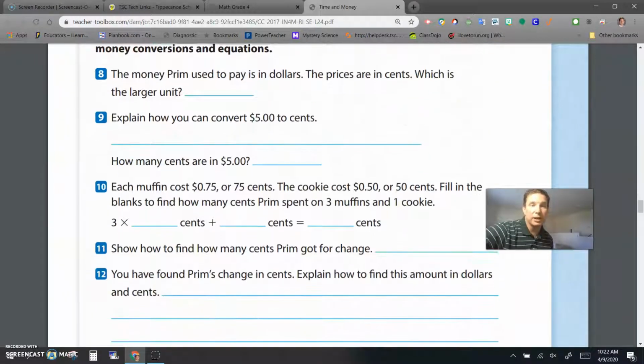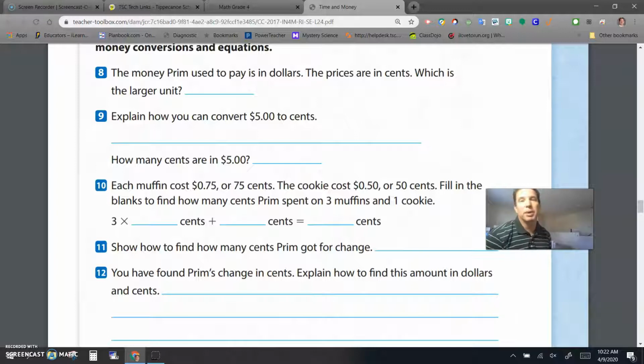So the next page there. The money Prim used to pay in dollars. The prices are in cents. Which is the larger unit? Well, obviously $1 is more than 1 quarter. So dollars are a larger unit. So now we need to convert $5 into cents.